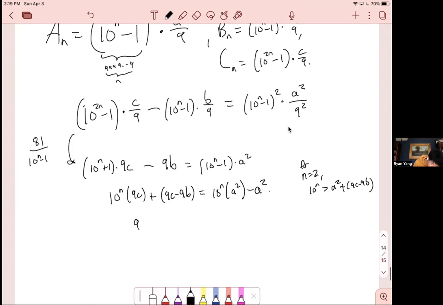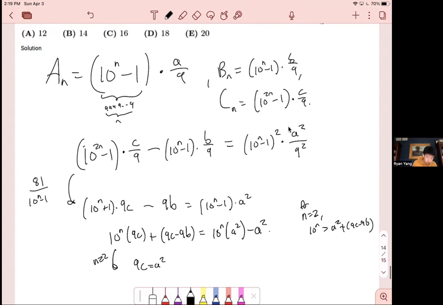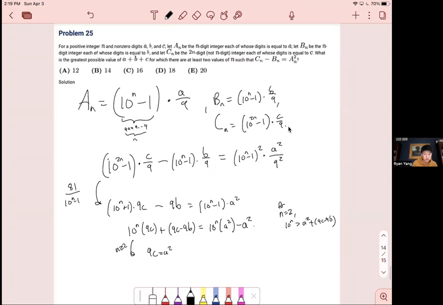So that basically ends up giving us that for n greater than or equal to 2, and then we have to have at least one such thing to have two values of n for which this is true, 9c equals a squared, and 9c minus 9b equals negative a squared. So this means that b equals 2c. So we have two equations. We've reduced this entire thing to just solving these two equations to maximize a plus b plus c.